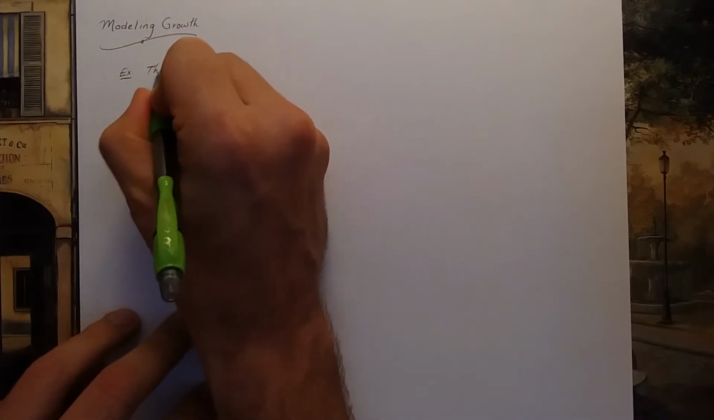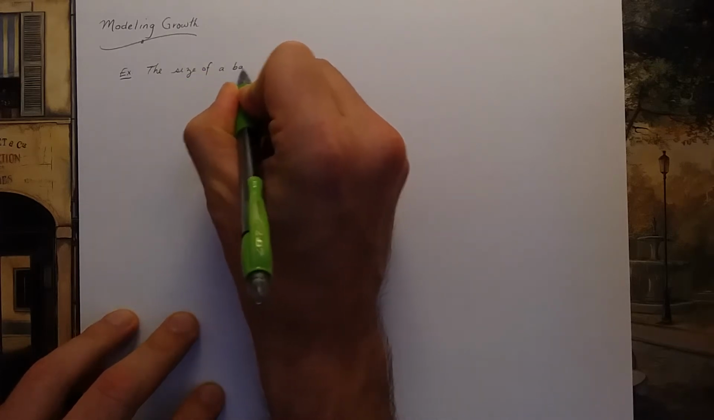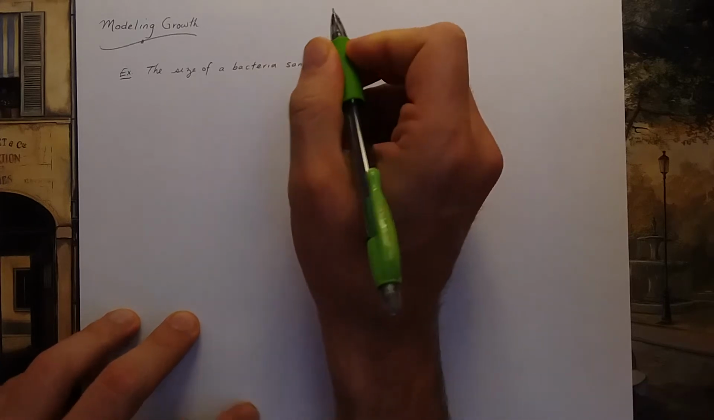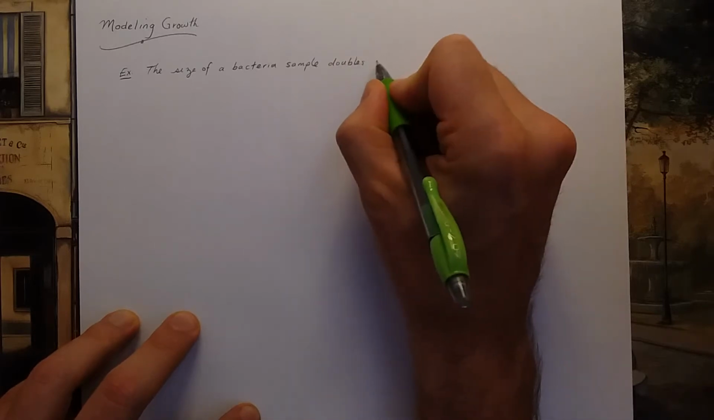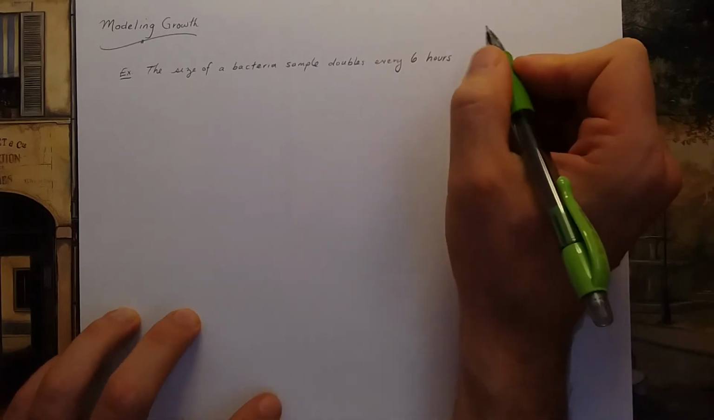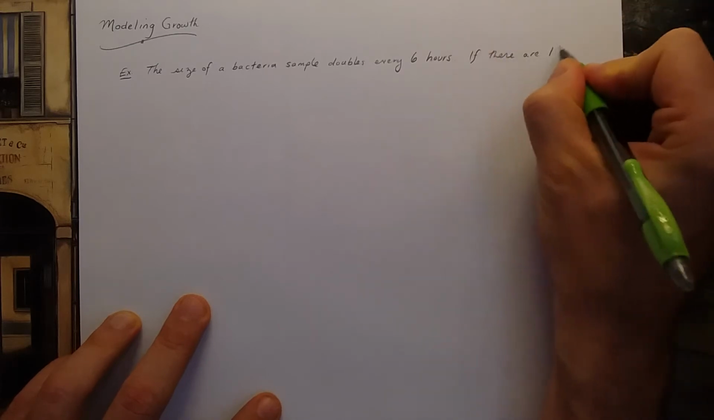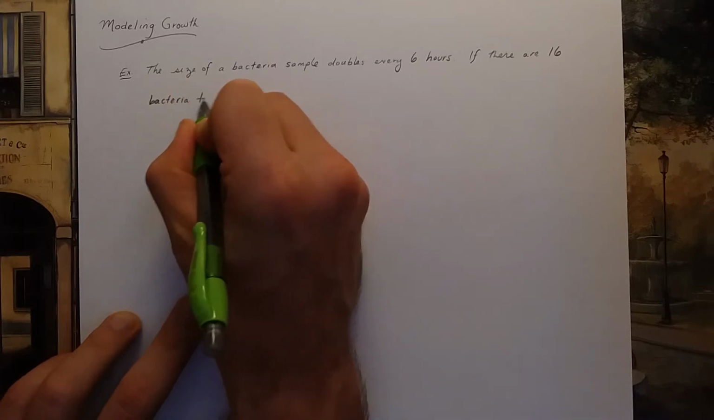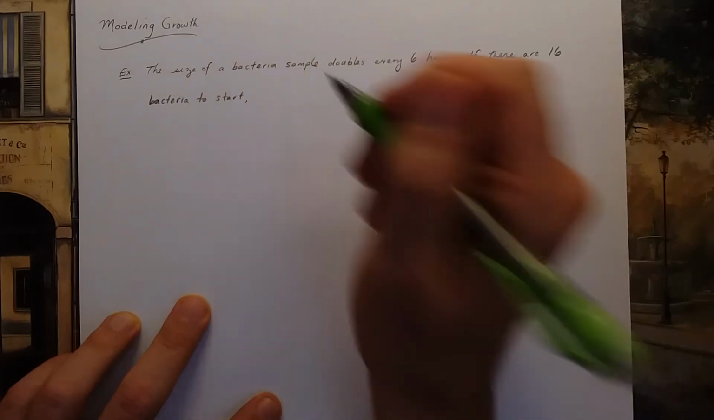The size of a bacteria sample doubles every 6 hours. If there are 16 bacteria to start, how many are there after 2 days?